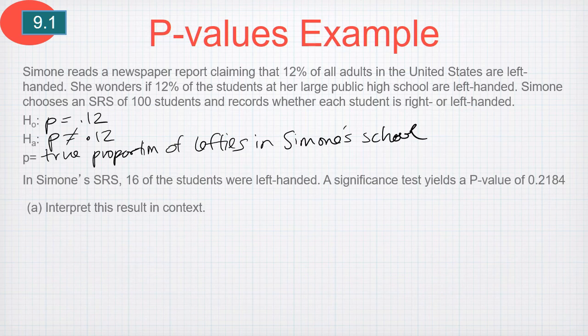All right, so continuing on. In Simone's SRS, 16 of the students were left-handed. I immediately pause for a second and say, oh, okay, 16 out of 100, so that's a p-hat of 0.16. I don't know that I need that, but there you go. A significance test yields a p-value of 0.2184. Interpret this result in context.